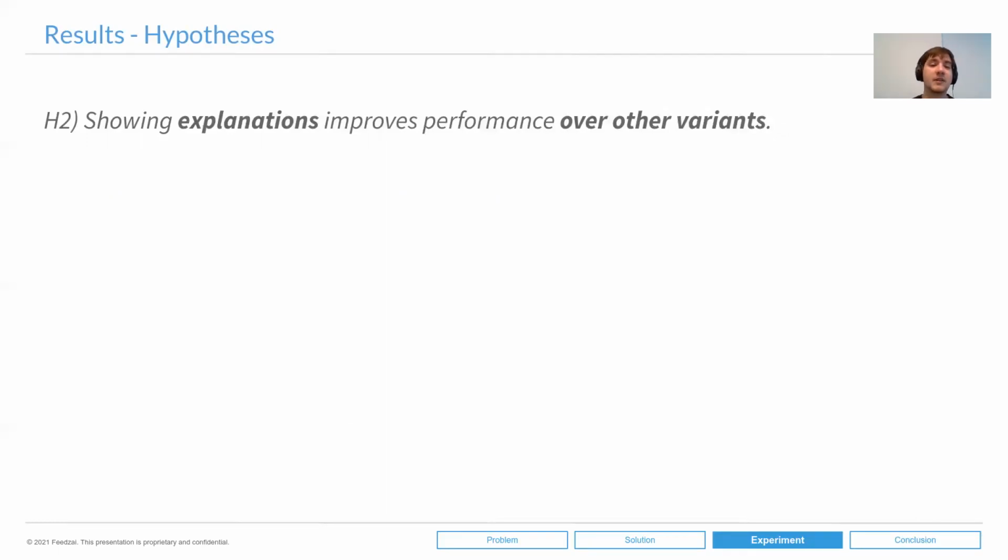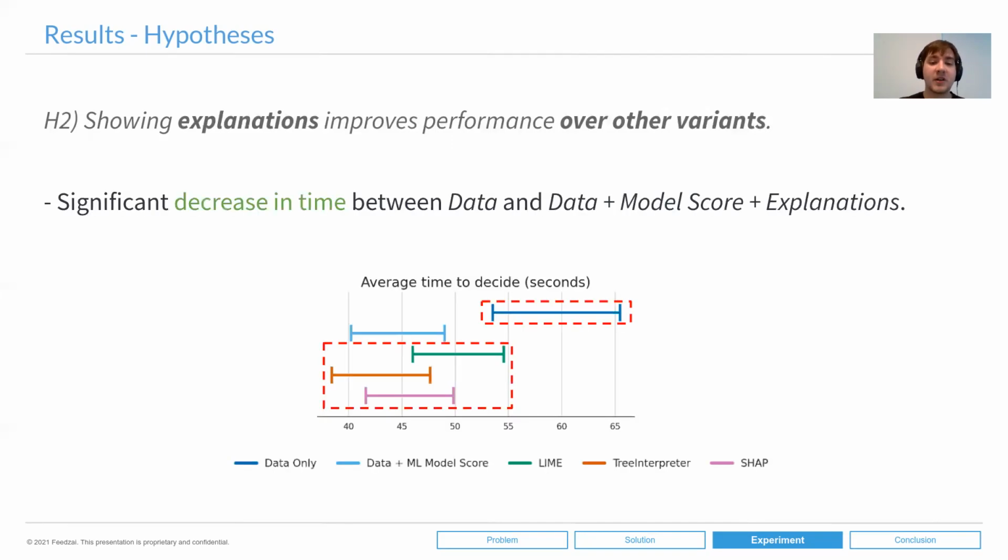The second hypothesis that we had was that showing explanations would improve the performance over the variants of data only and data plus ML model score. What we observed was no significant difference in accuracy, FPR, and recall, but we did observe a decrease in time when comparing the data only with the data and explanations variants. So all the explanation methods, LIME, SHAP, Tree Interpreter, and the other SHAP variant, had better times than data only.